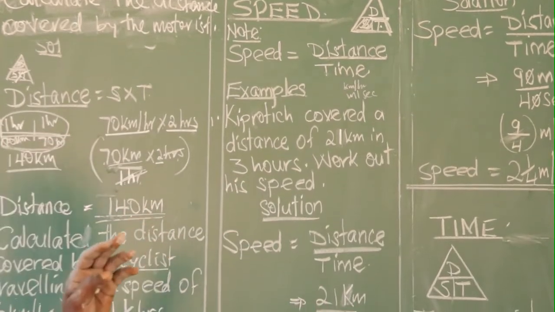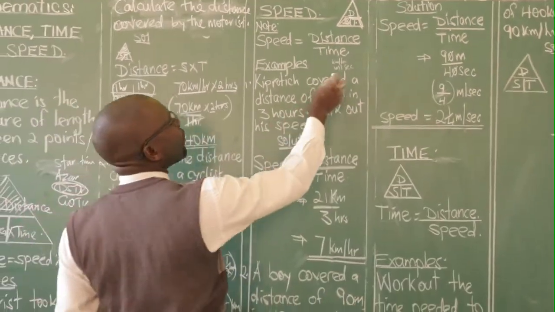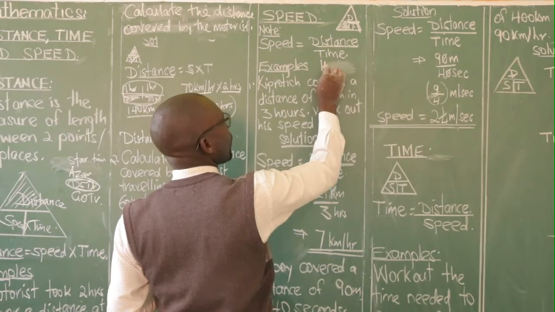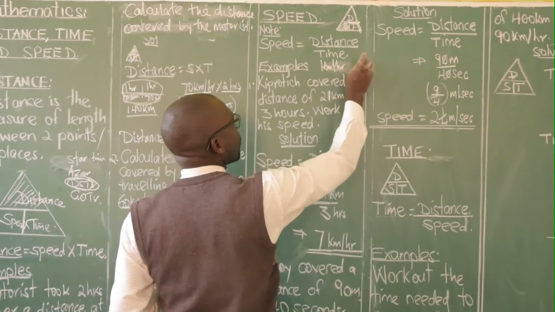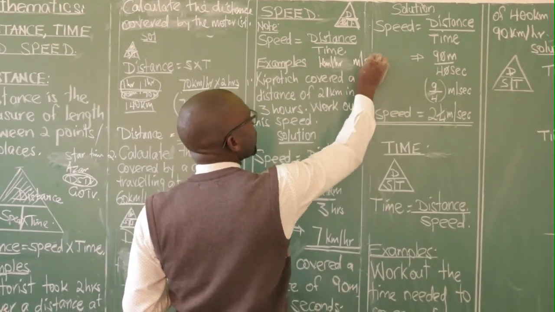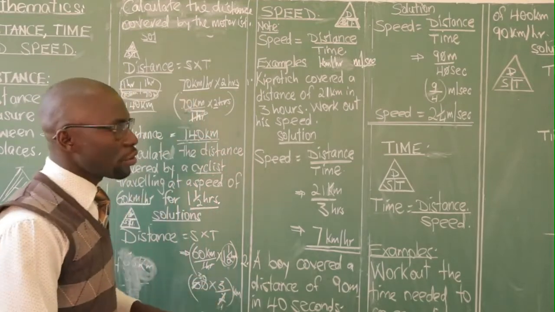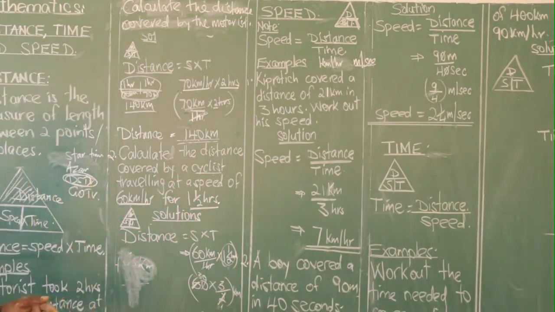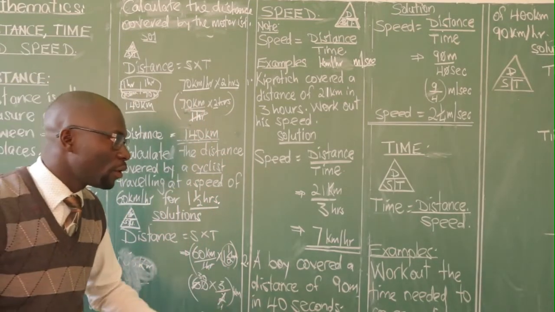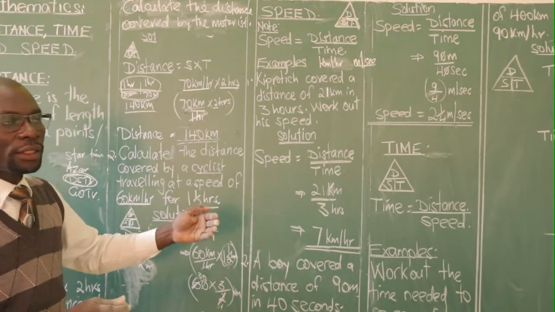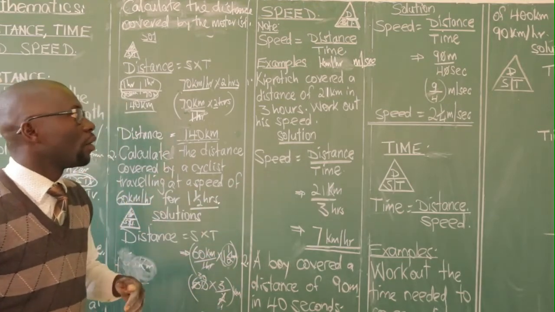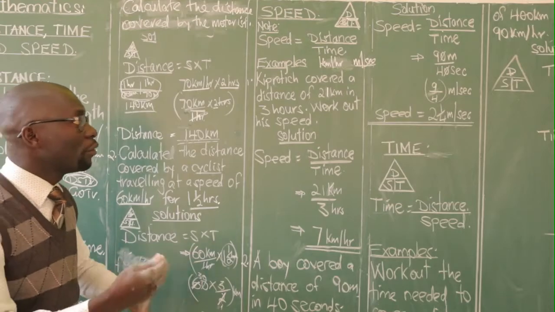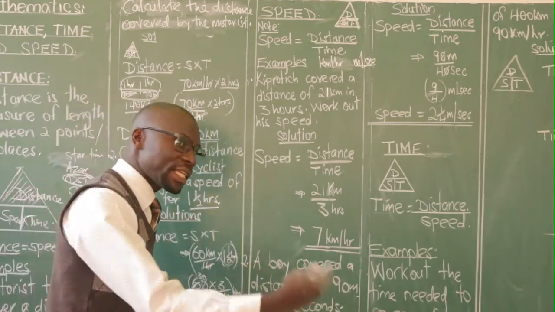And what are the units of speed? We have kilometers per hour, or we have meters per second. So this one shows us how many kilometers someone or a moving body covers in 1 hour, or how many meters a moving body covers in a second.